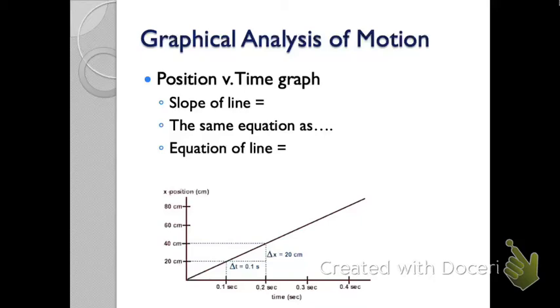Line, position versus time graph, what's it tell us? It tells us the velocity, okay? So the slope of the line tells us the velocity of the motion, okay? Anytime we've got a straight line on our graph, it's the same equation as y equals mx plus b.